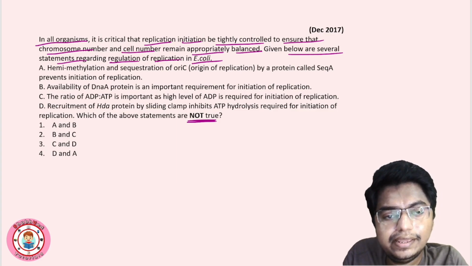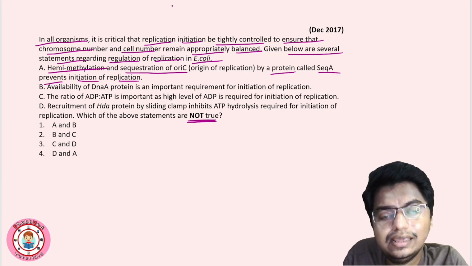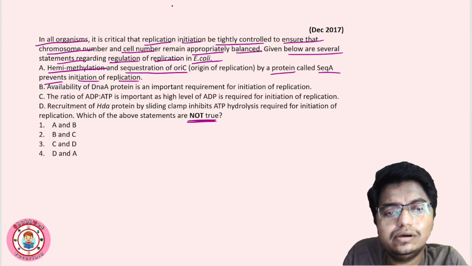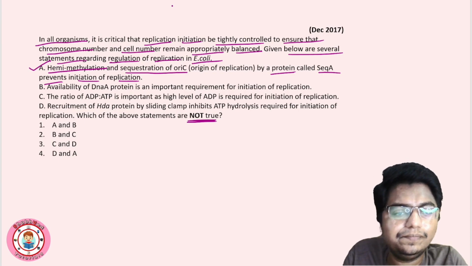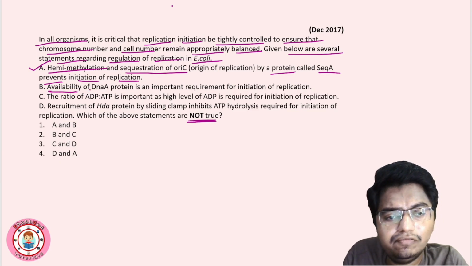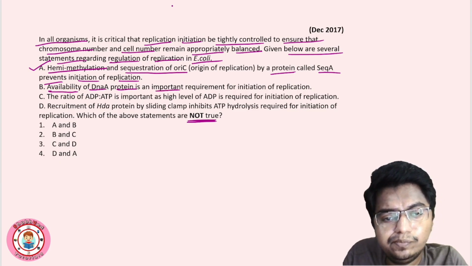A statement: hemimethylation and sequestration of oriC, that is the origin of replication, by a protein called SeqA prevents initiation of replication. Yes, the hemimethylated state does not allow initiation, right? So it prevents initiation of replication. So this is correct. Availability of DnaA protein is an important requirement for initiation of replication. Yes, DnaA protein is the initiator. A and B are correct statements.